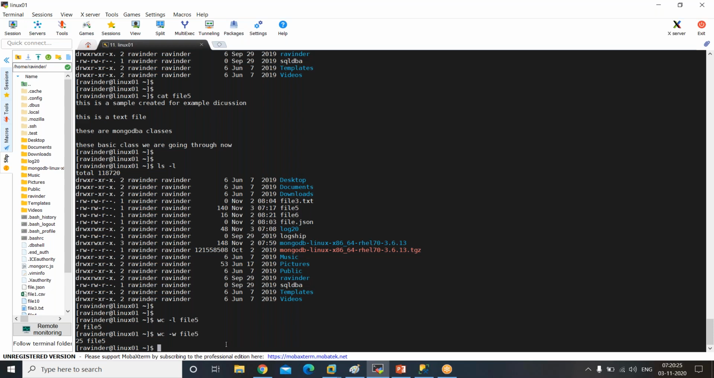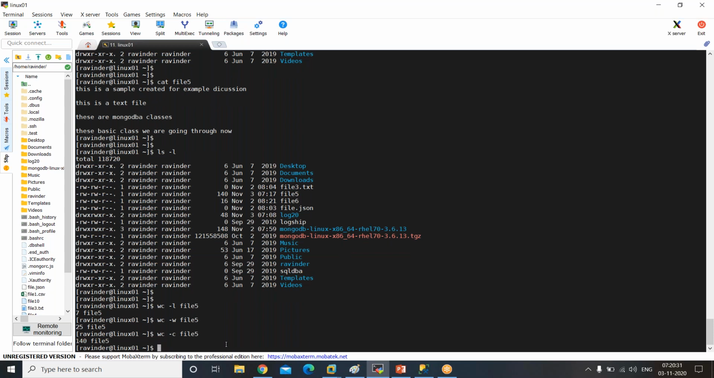If you look at the characters, wc -c, I'm not going to count this anyway, just understand. Total 140 characters we have. The space is also a character for this one. Space is also a character.